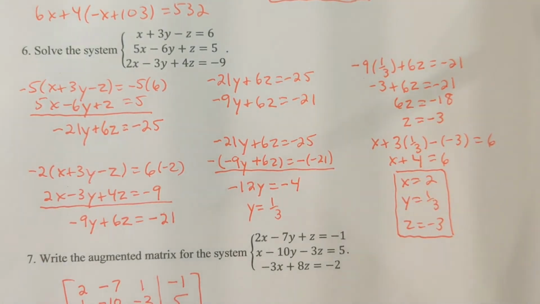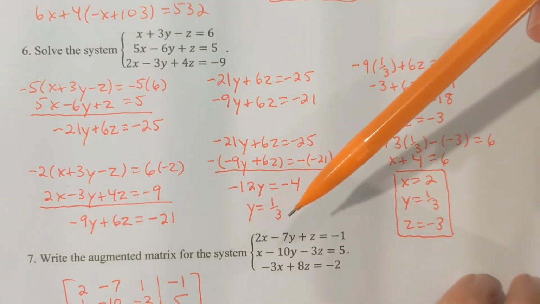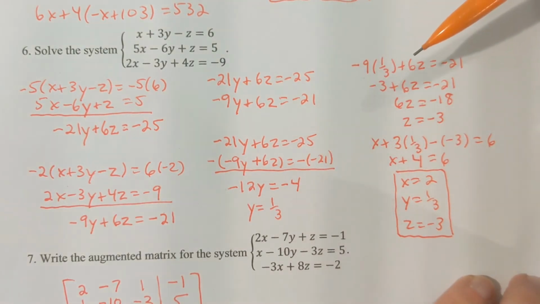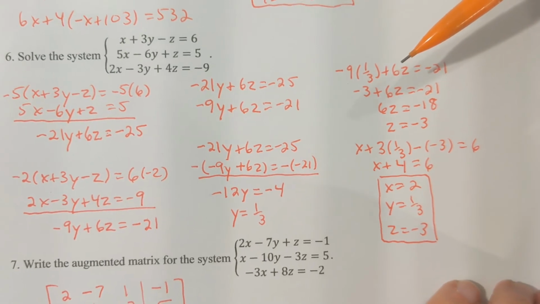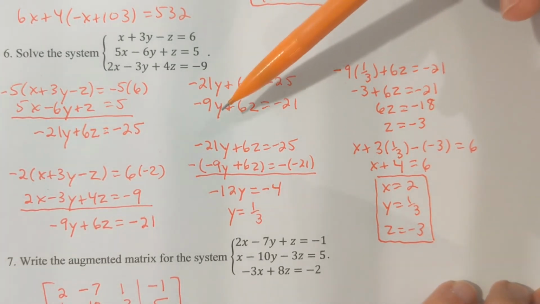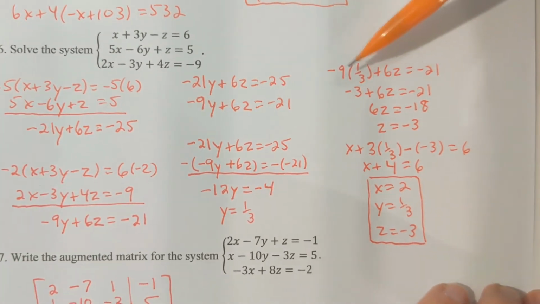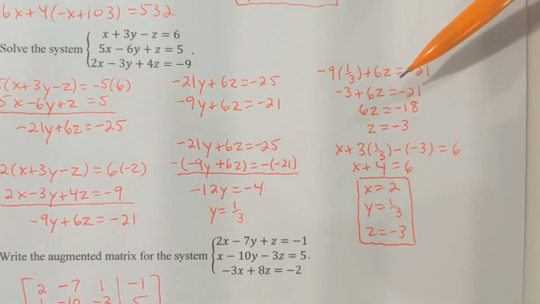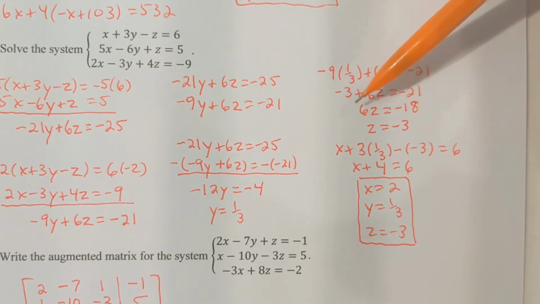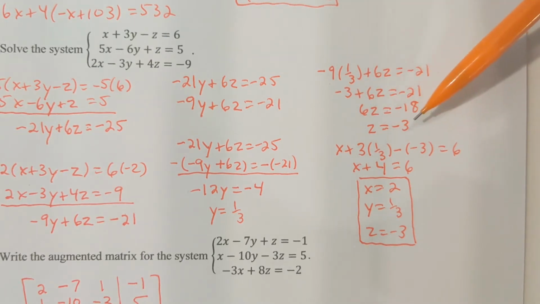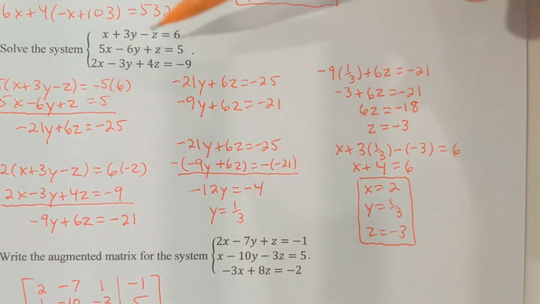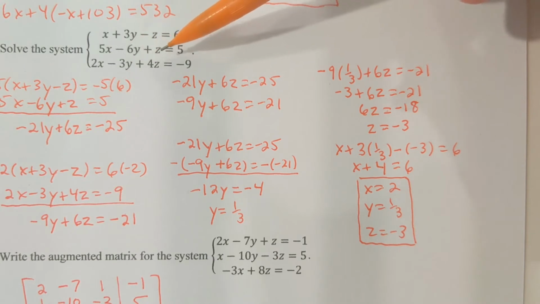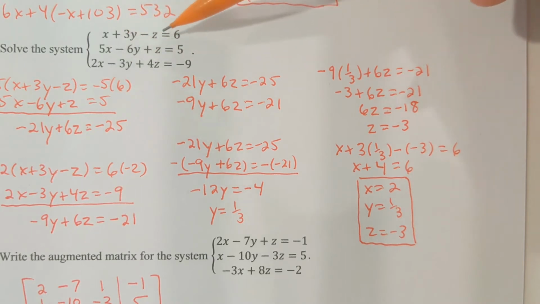And so now I can work backwards. Knowing that y is 1/3 means that I can find z by plugging that into either one of these equations. I went with the second one. -9 times 1/3 is -3, plus 6z equals -21. Add 3 to both sides and then divide by 6, so z is -3. And then knowing that z is -3 and y is 1/3 means I can plug those numbers into any one of these equations that were originally given. I went with the top one.